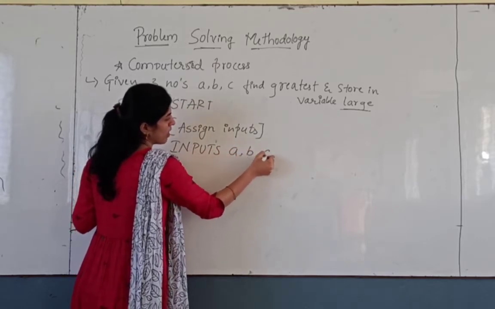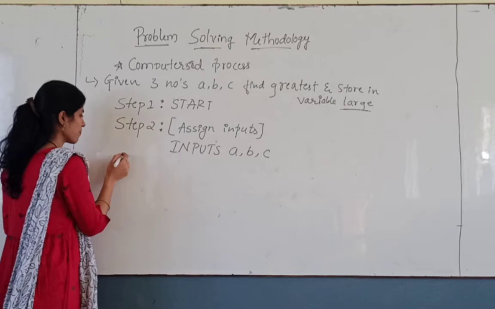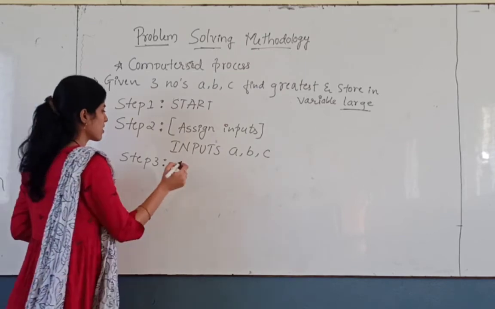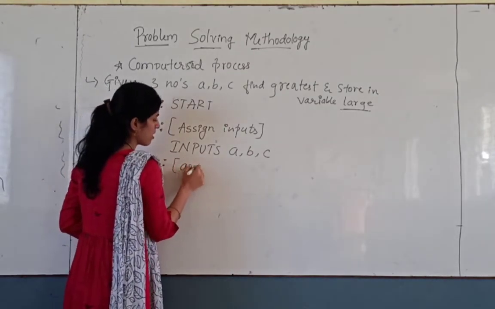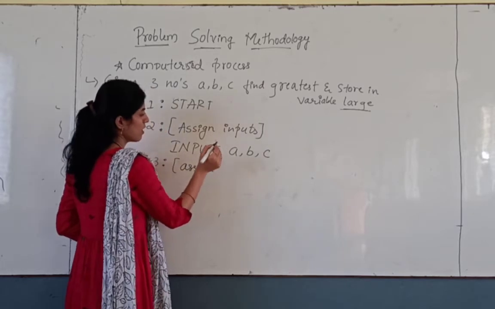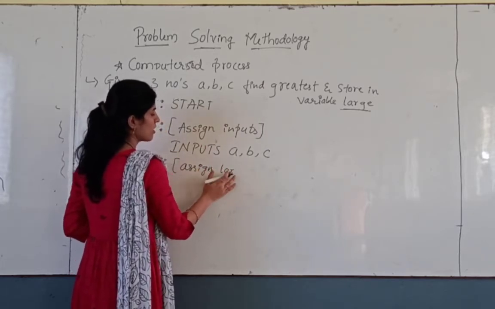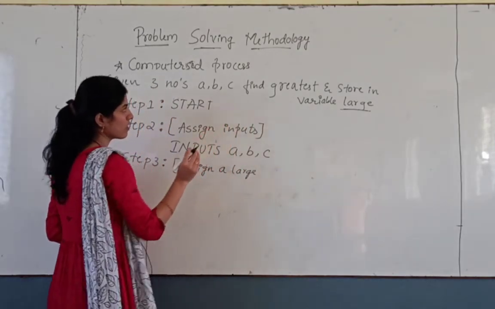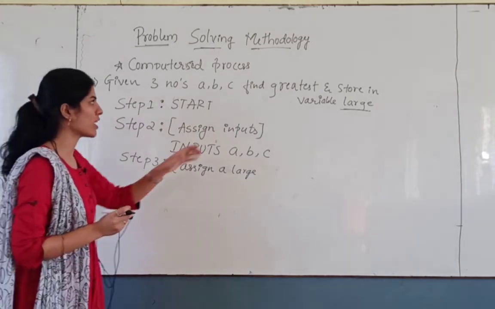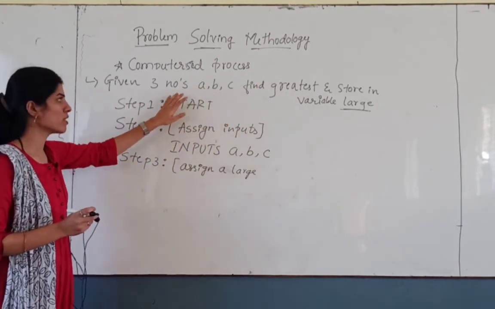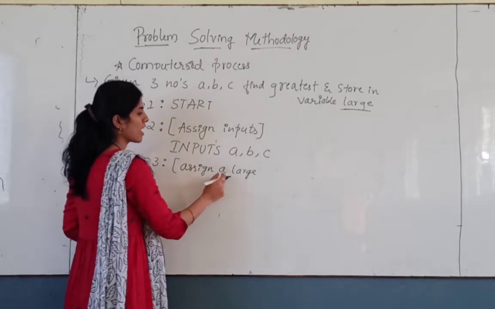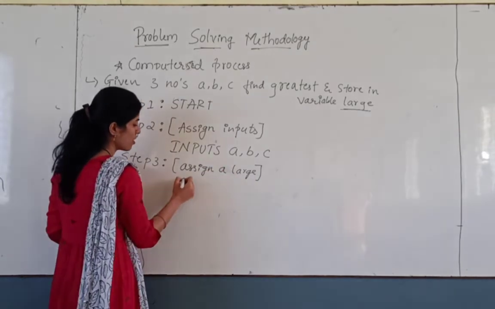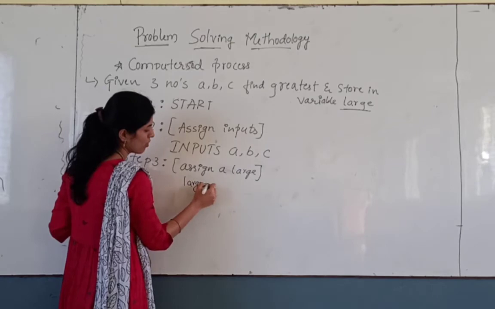So inputs are 3 variables a, b and c. Third step: first we have to assign a as large. This is our first step for comparing all 3 variables, because we have to find which is the greatest one among the 3. We have to assume here that a is large. So now large equal to a.